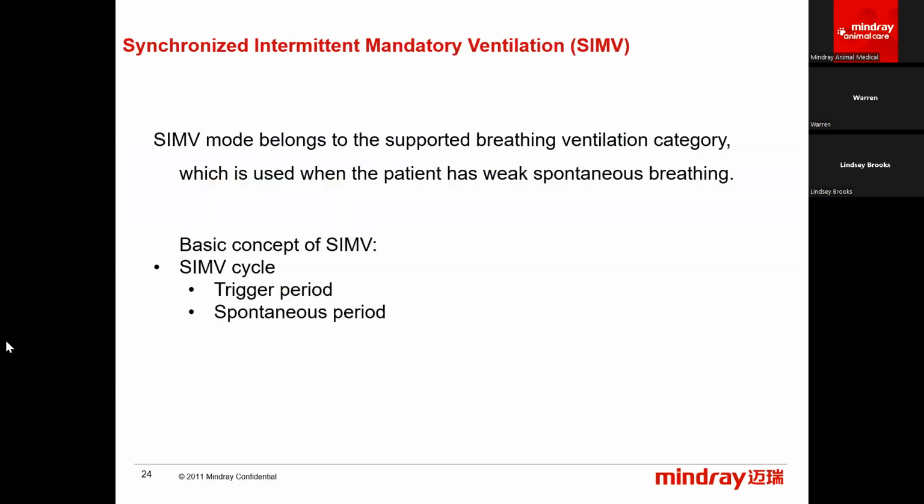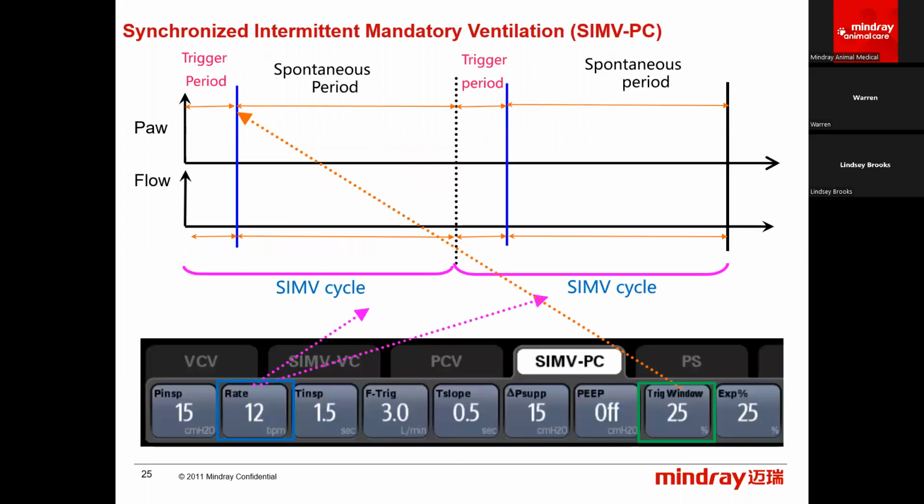So, synchronized intermittent mandatory ventilation. This one was actually in group 2, with a spontaneous trigger and a mandatory cycle. So this is supported breathing also, but it's good for patients that are taking spontaneous breaths, but they're not taking good spontaneous breaths. SIMV works with kind of two phases. You have a trigger period and a spontaneous period. So I'll try to break it down for you a little bit better here.